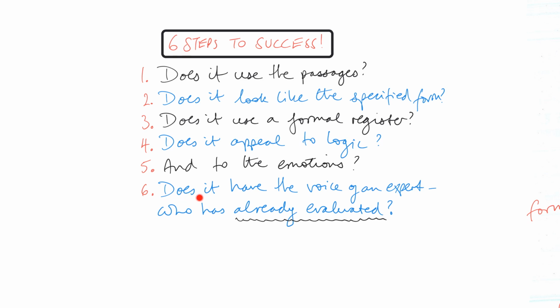And then finally, does it have the voice of an expert? So you are not writing as yourself. You're writing as someone who is an expert in the thing that has been evaluated. Now, I'll show you what this means, because in directed writing, you do need to evaluate, and there's a trap that the student falls into, which I'll explain, and I'll also show you how to escape that trap.